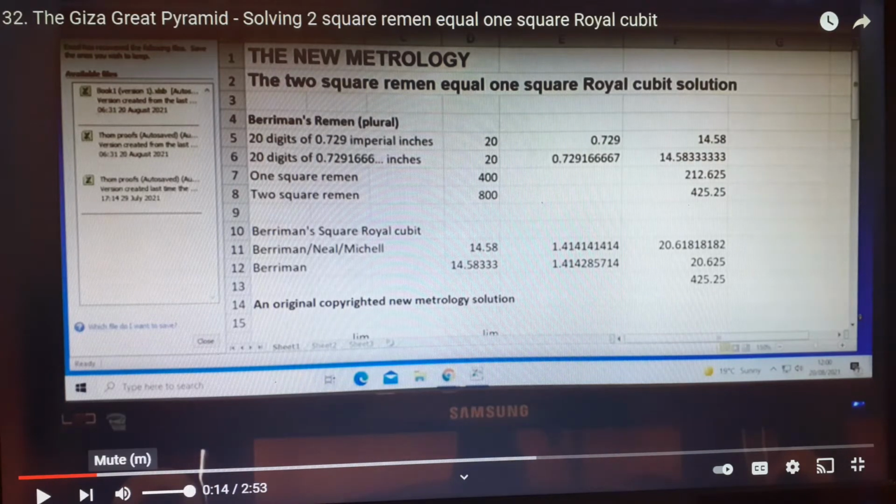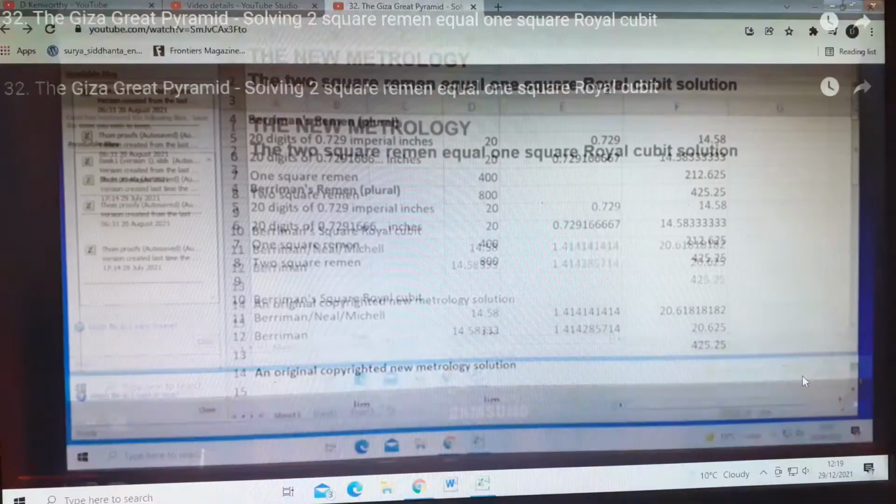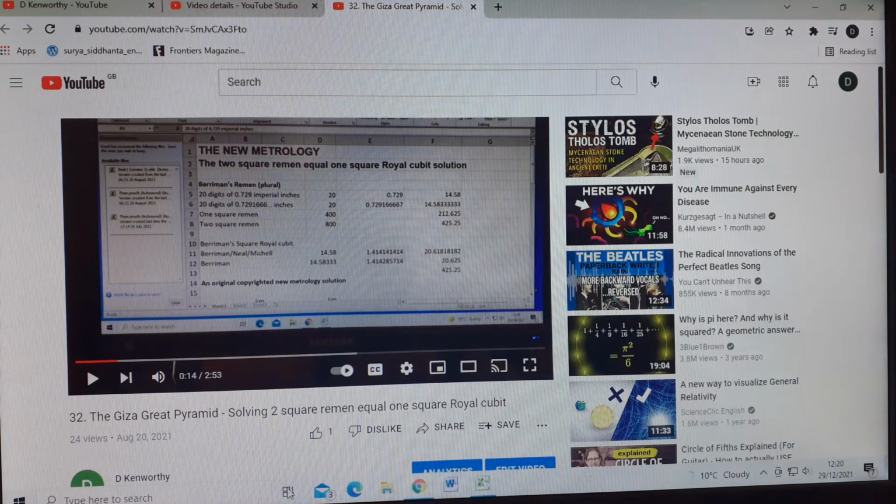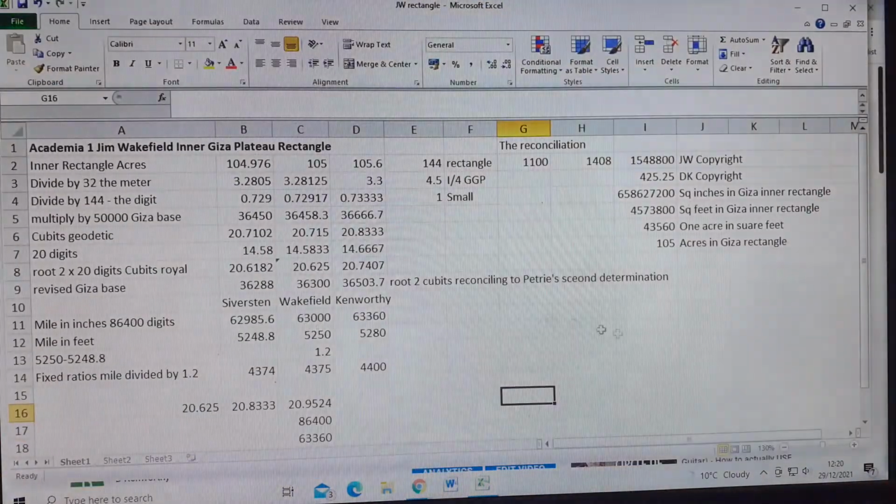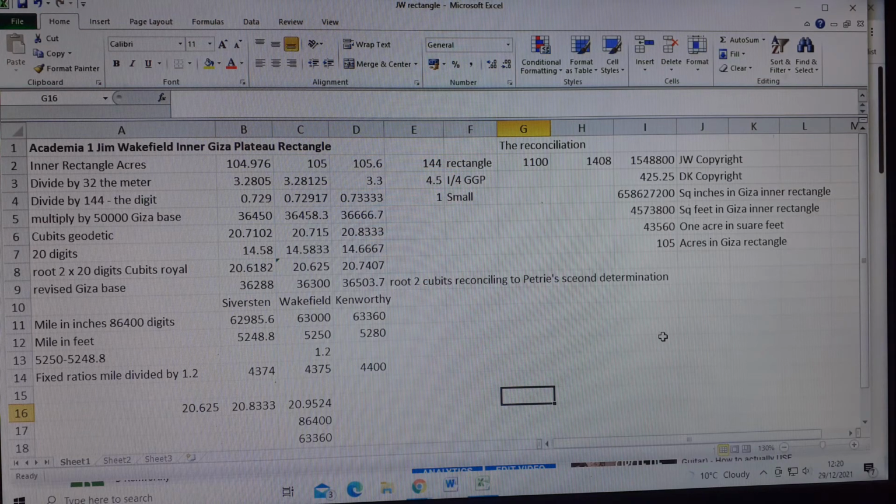So let's have a look at the calculations that are coming out of this. I've called this presentation Academia 1, Jim Wakefield Inner Giza Plateau Rectangle. And the first thing that I've done is reconcile my findings in respect of the 425.25, the DK copyright, and Jim's in respect of the 1,548,800 for the size of the rectangle in square cubits.